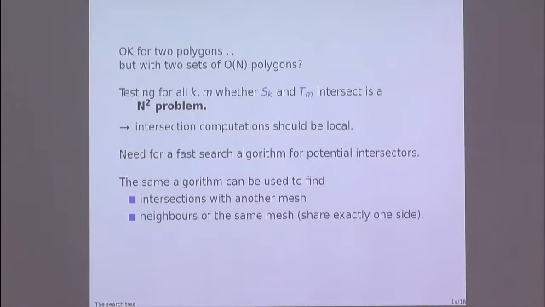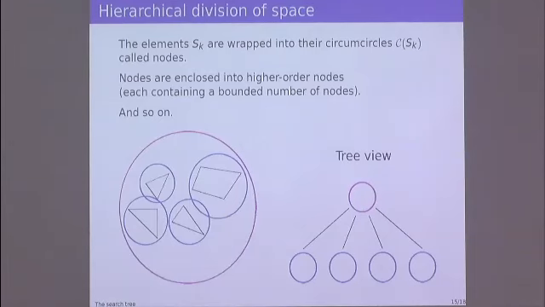And we can note that the same algorithm can be used to find the intersections with another mesh, but also the neighbors on the same mesh for the computation of gradients. Because basically, what is a neighbor? It is an element that shares exactly one side with our element. So what you do is a hierarchical division of space.